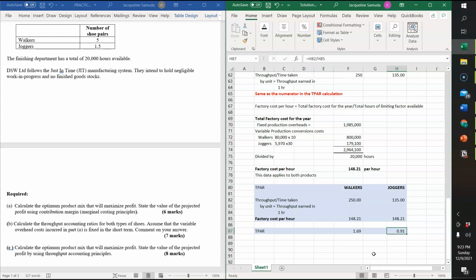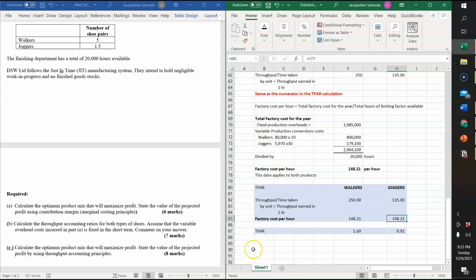And it makes sense because the revenue that they're earning as throughput is smaller. The revenue that they're earning as throughput in that 1 hour in the finishing department is smaller than the factory costs incurred in that same timeline of 1 hour.